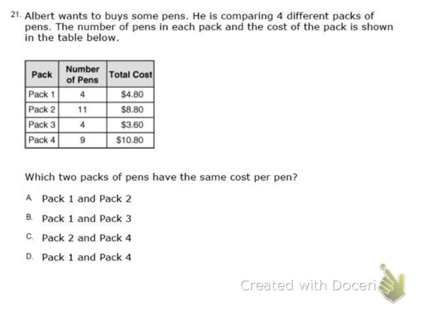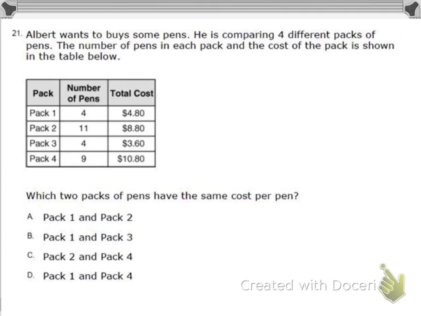Let's try another one. All right, this one says, Albert wants to buy some pens. He is comparing 4 different packs of pens. The number of pens in each pack and the cost of the pack is shown in the table. All right, so pack 1, 4 pens cost $4.80. So without too much thinking about it, you should be able to tell that that means each pen costs $1.20.